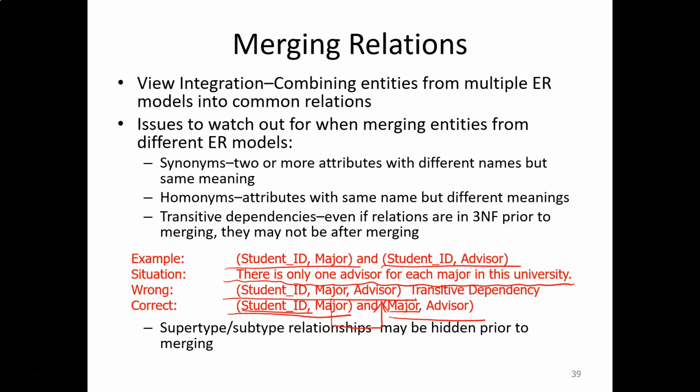Another thing you want to watch out for is the supertype and subtype relationships. They may be hidden prior to merging. For example, if you have a table that's car and another table that's truck, you may have a supertype, subtype situation, vehicle with two types of vehicles. So that's another thing you want to pay attention to when you merge relations together.